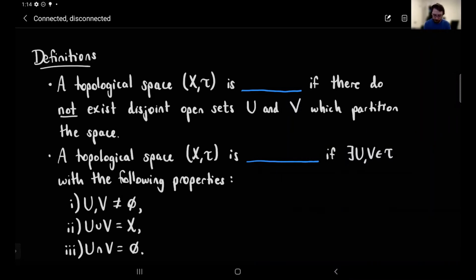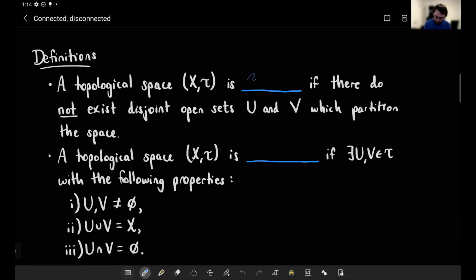So a topological space is called connected if there do not exist disjoint open sets U and V which partition the space. Another way to phrase that is your space is connected if you can't split it into two parts. So hopefully that makes sense. A connected space means it's one solid unit rather than two or more.